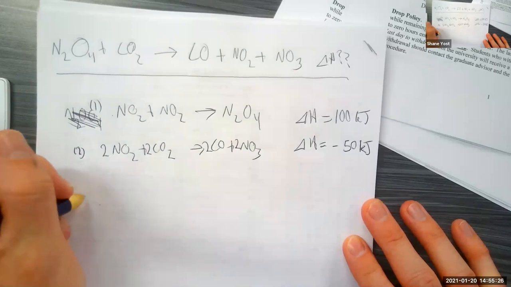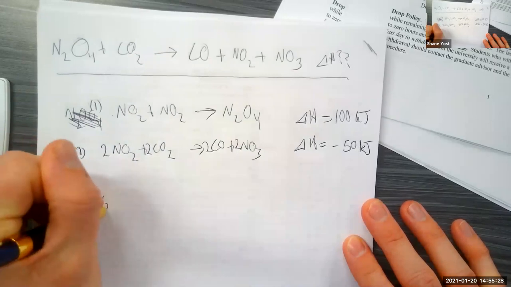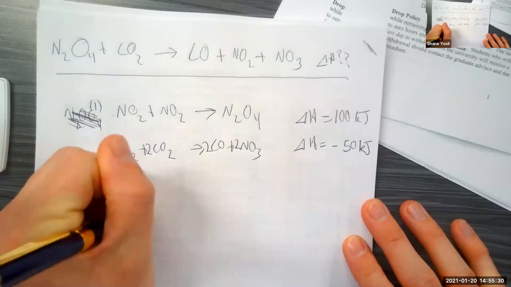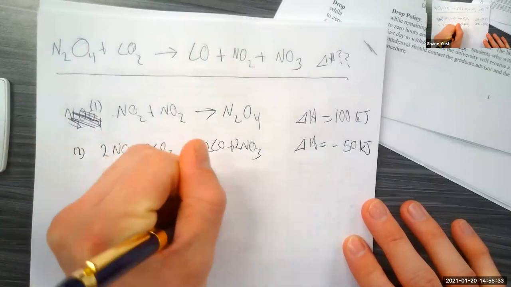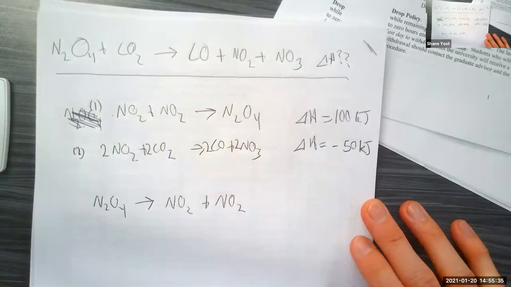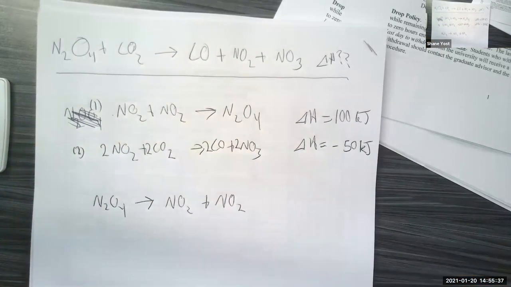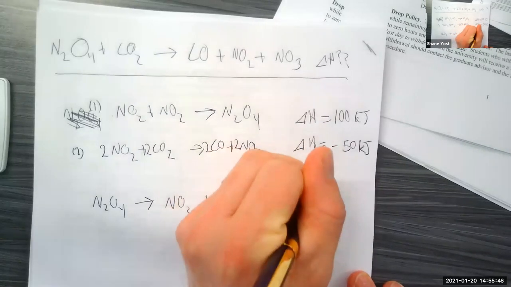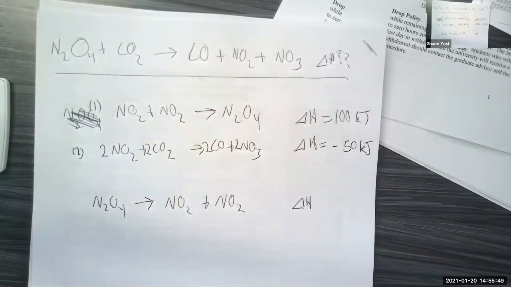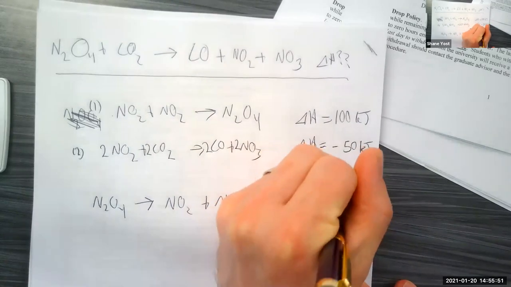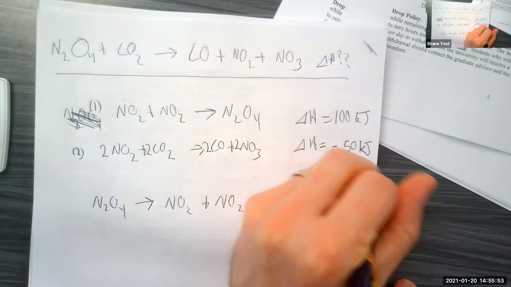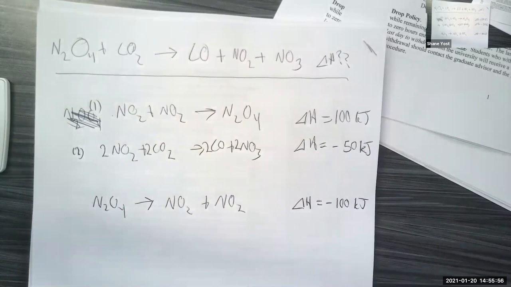We have to flip reaction one to form N2O4 going to NO2 plus NO2, because N2O4 is on the reactant side, so I need N2O4 on the reactant side. What does that do to the enthalpy change for this chemical reaction? It changes it to a negative. Flip the reaction, multiply by minus 1, flip the sign.